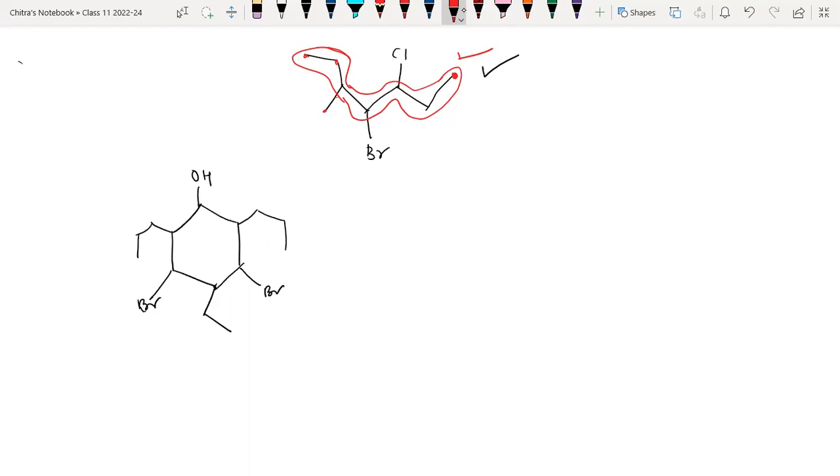But first we have to identify the longest chain. If we start from here, we will get 1 carbon less in the main chain. Is it or not? Yes, sir. But shouldn't it be based on the substituent, whichever one is closer to the edge? No, for substituents we just have to number the carbon atoms.